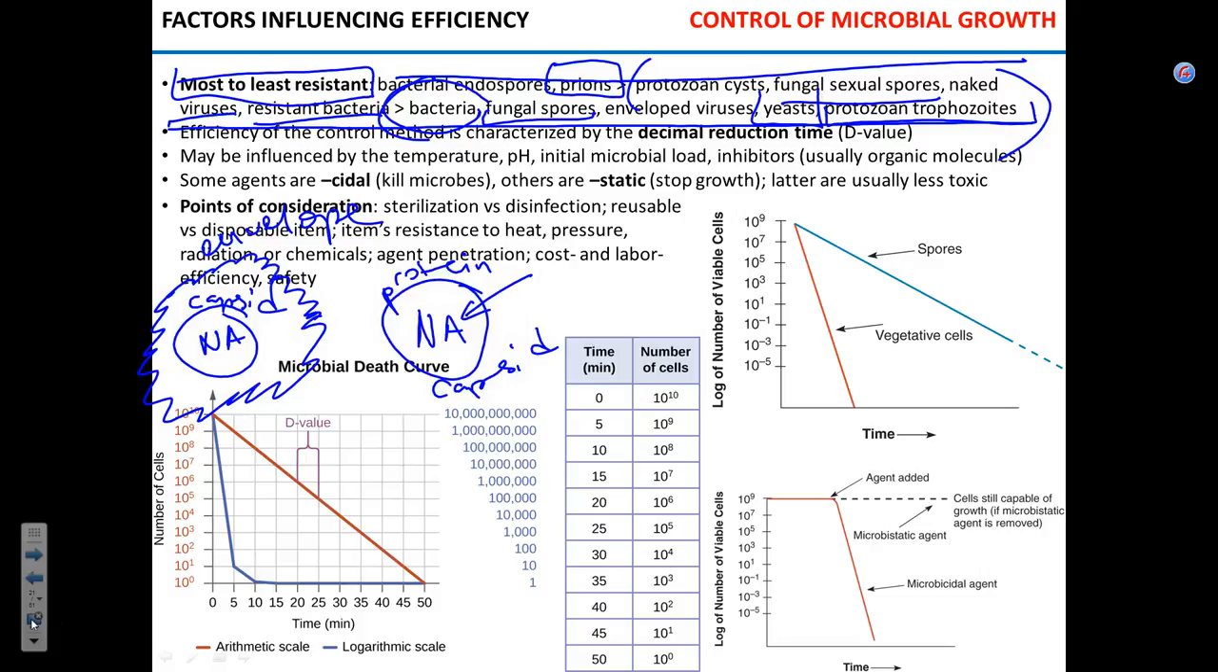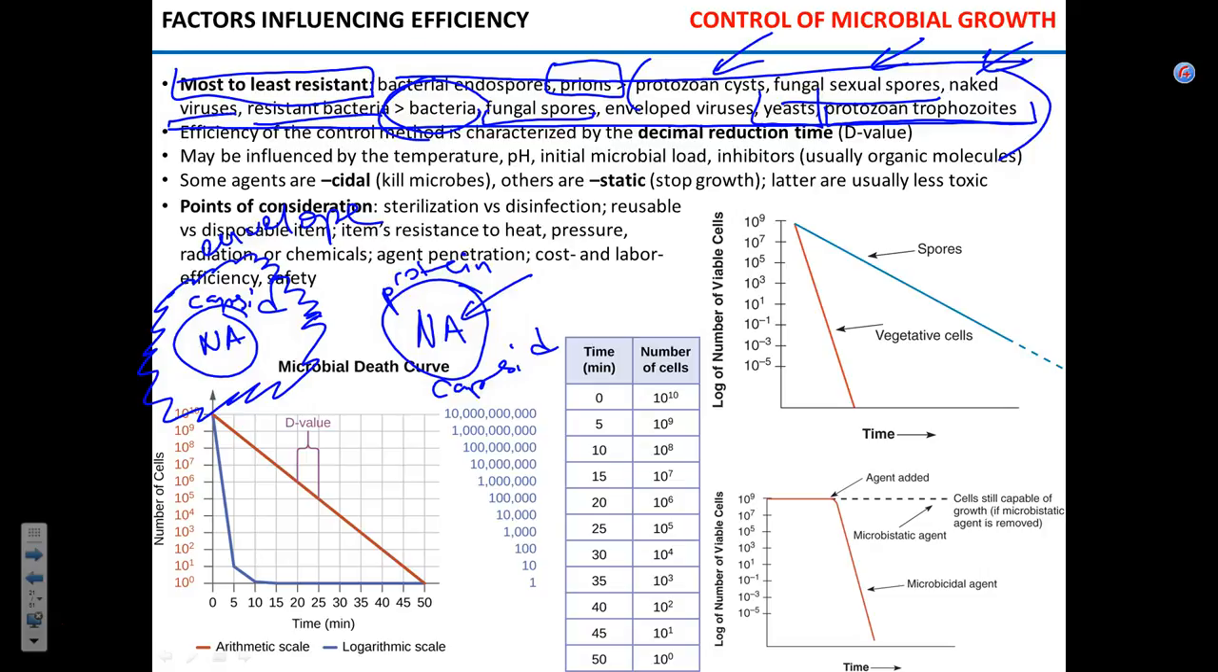You have to know that sequence. I will not ask you to put it down on paper the same way that the sequence is in the PowerPoint. But you absolutely may encounter the question: this is the right sequence in terms of sensitivity. Okay? Of course, I'm not going to put cysts, naked viruses, and sexual spore. Sorry, I just accidentally clicked it.